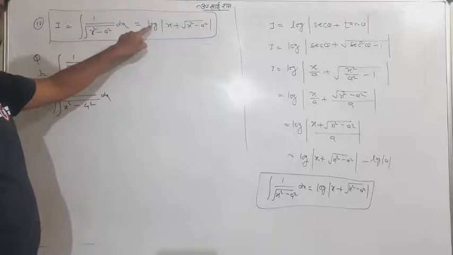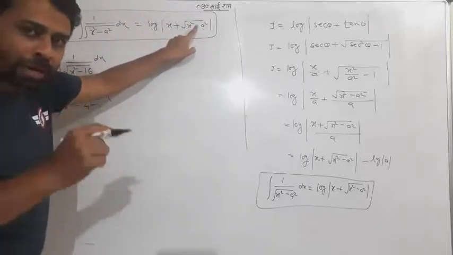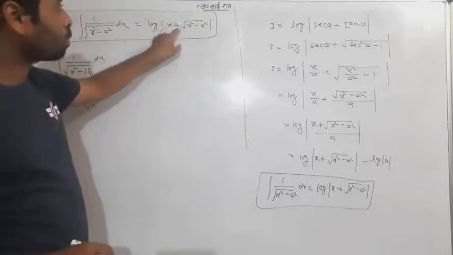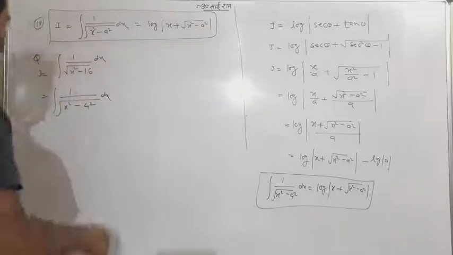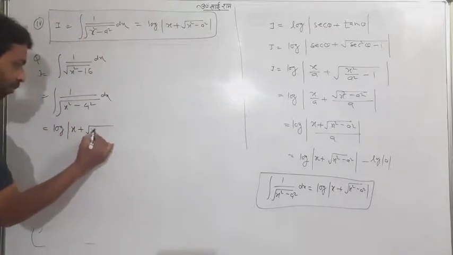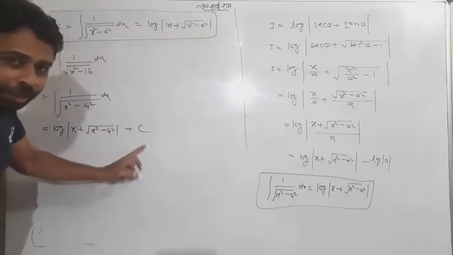So your formula is log x plus same. Can you catch my words? Log x plus same. So okay, I'll write here log x plus same, same meaning same, and plus c. That only, now I'm writing plus c.